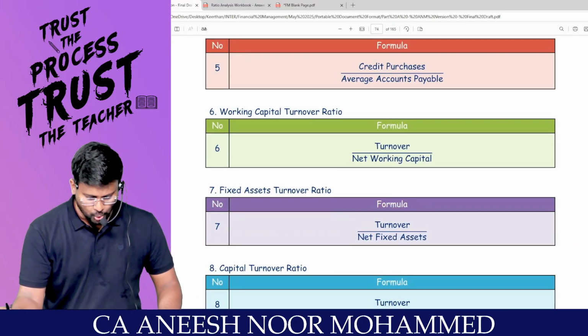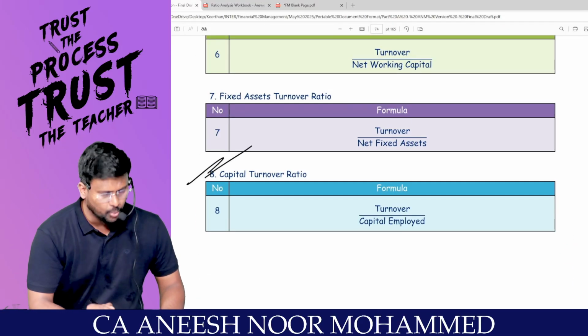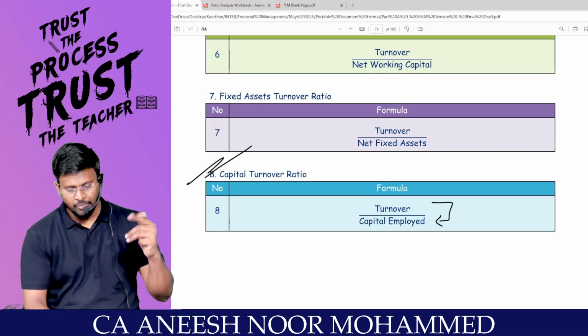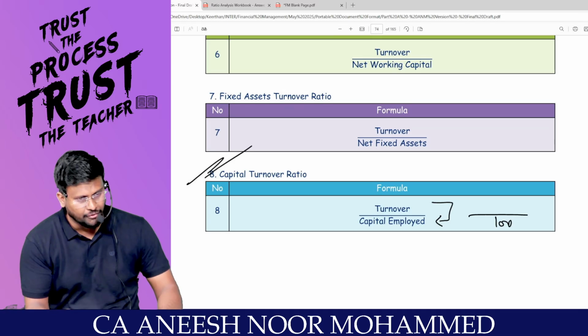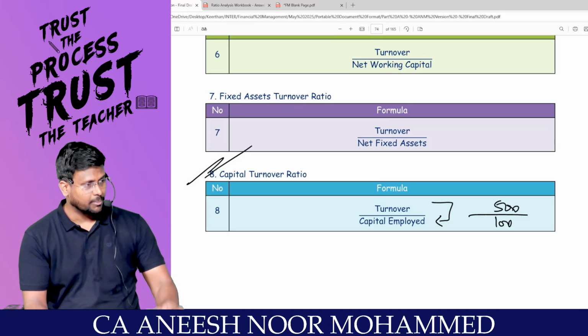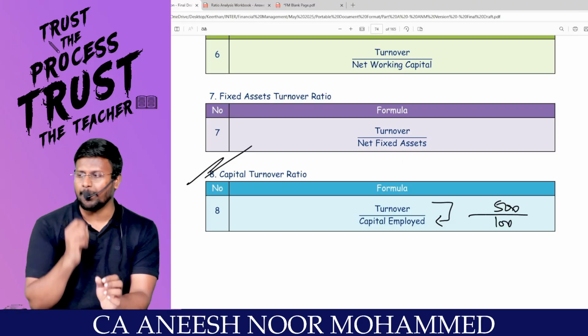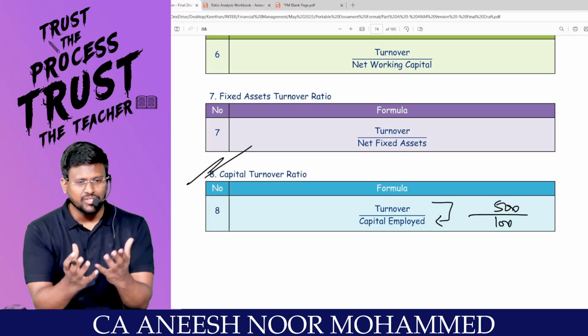For example, I will show you. Look here. Capital turnover ratio, which is nothing but turnover divided by capital employed. For example, I made capital employed of 100 and I made turnover of 500. Wow, that means my turnover is 5 times my capital employed. It's showing good. I invested only 100.